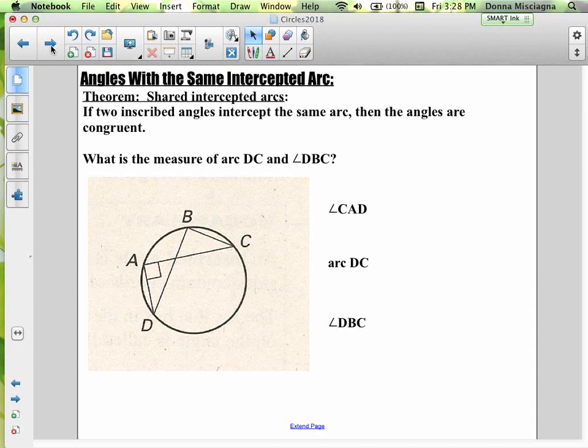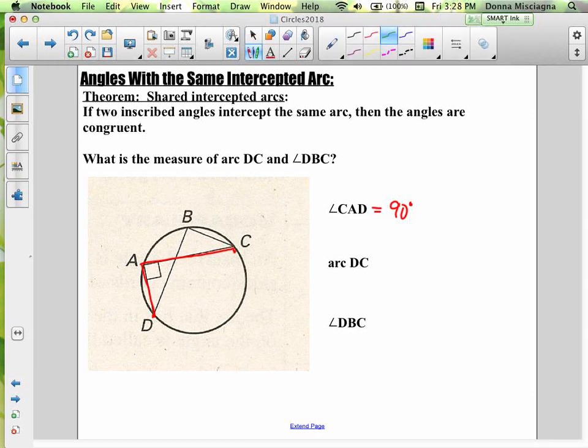Here's the first one, and it's in the notes. All right, so what is the measure of arc DC and angle DBC? First of all, the measure of angle CAD starts at C, goes to A and goes to D. So we can just look at that. It's got that box there, which tells us that angle CAD is 90 degrees.